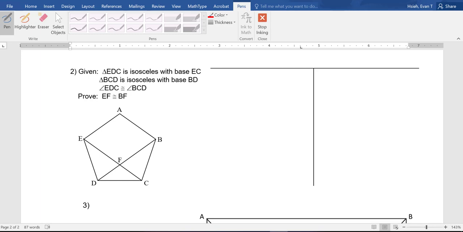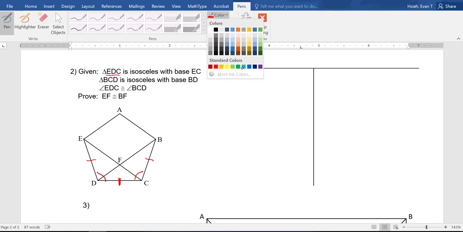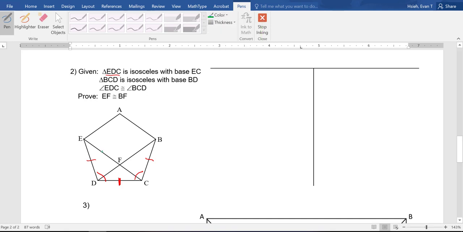So here's the proof that I want to take a look at. It's given that these are isosceles triangles, so this is congruent to this. And we also know that this is congruent to this. And because we know that they share DC, we know that they're all congruent to each other. So we'll get to that. You also know that this angle right here is congruent to this angle. And you're trying to get that EF is congruent to FB.